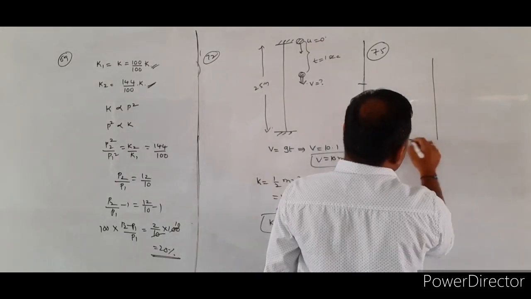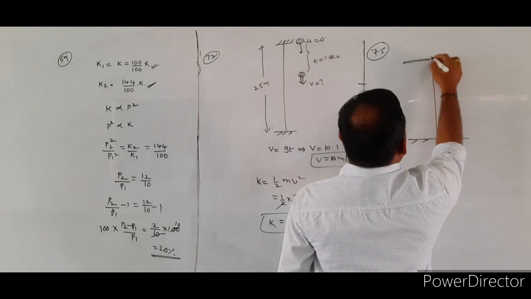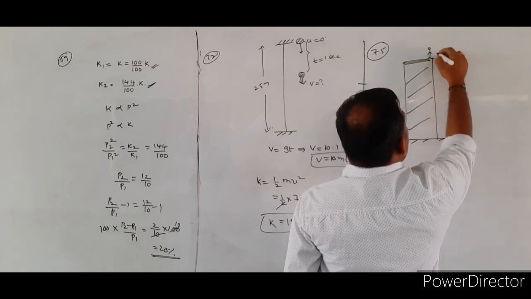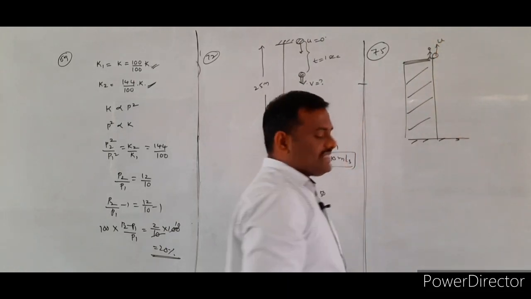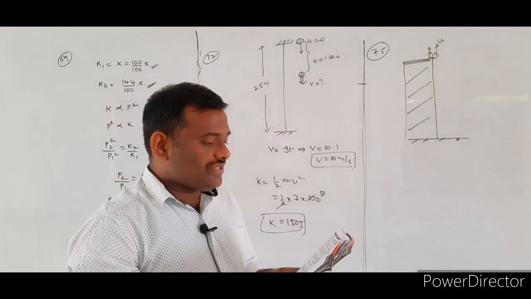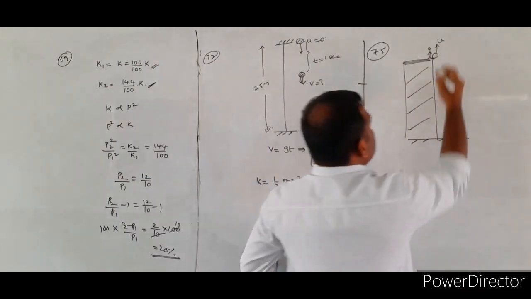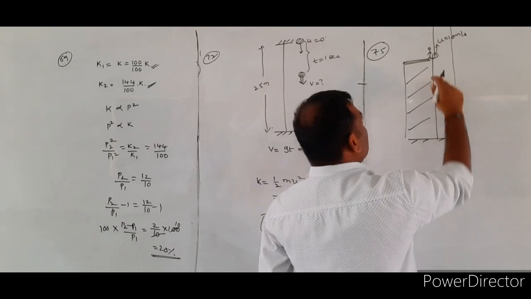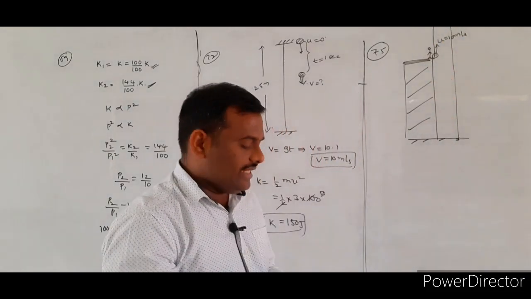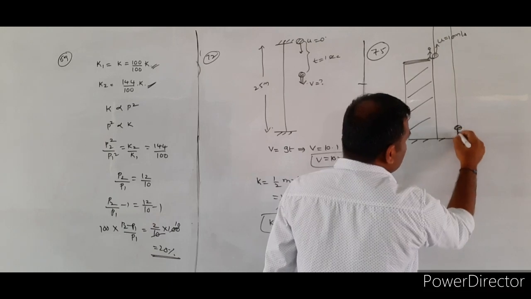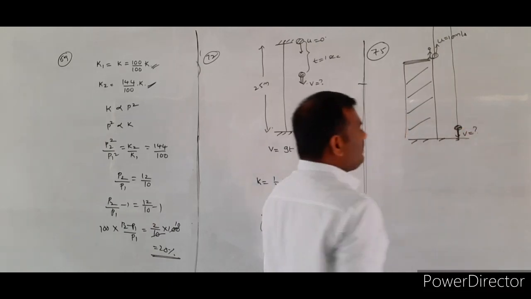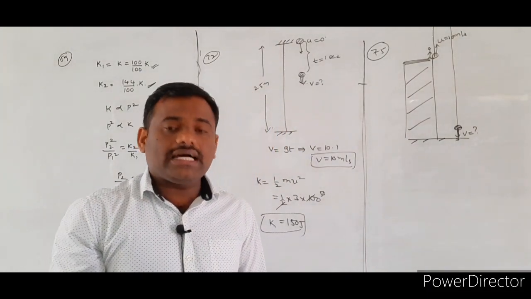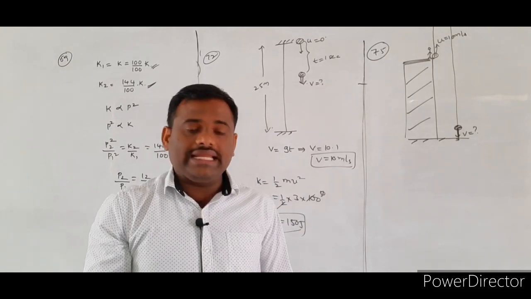A person will be standing on the edge of a roof, and he will be projecting the ball vertically upwards with a velocity of 10 meter per second. If a body is projected vertically upwards, the trajectory of the body will be like this, and it strikes the ground with the final velocity v. Now, what they are asking is the kinetic energy of the ball when it reaches the ground.